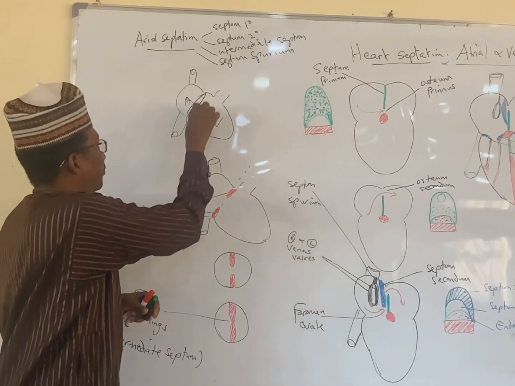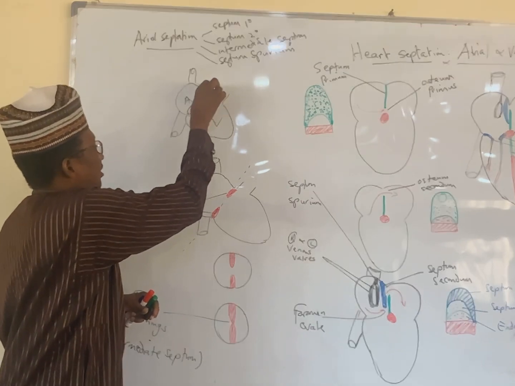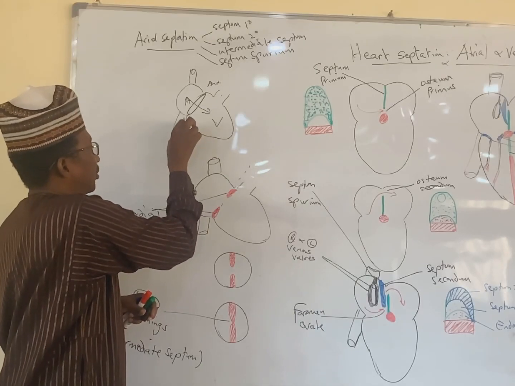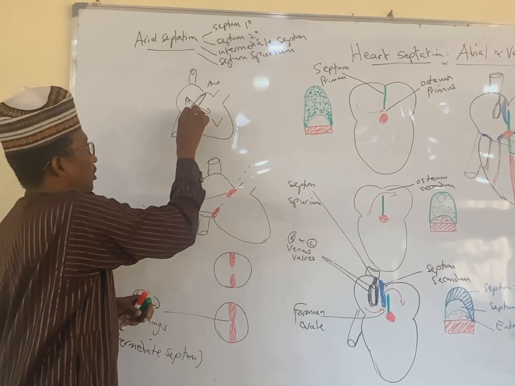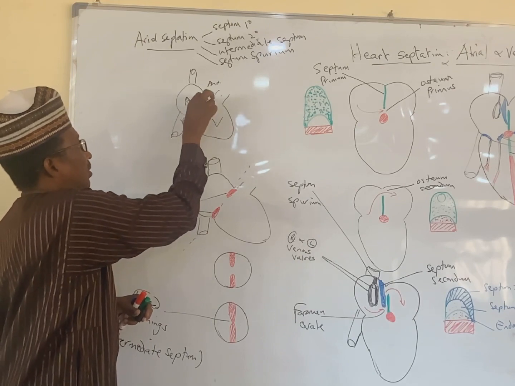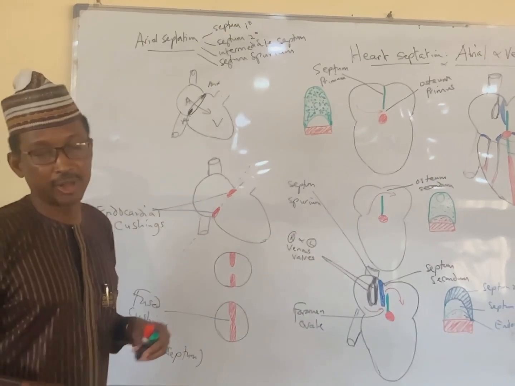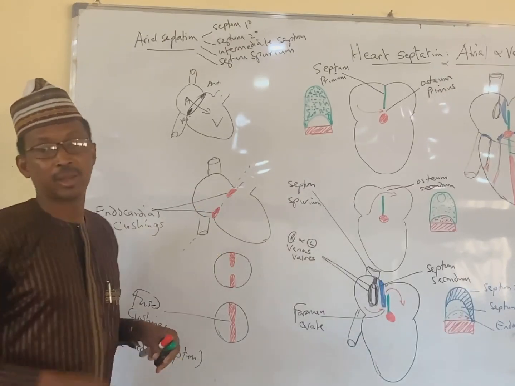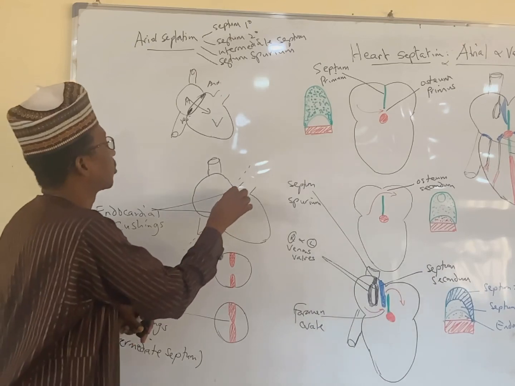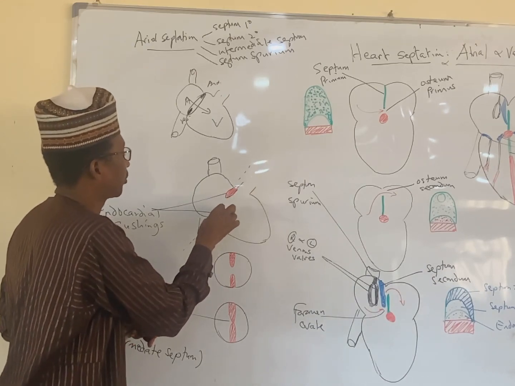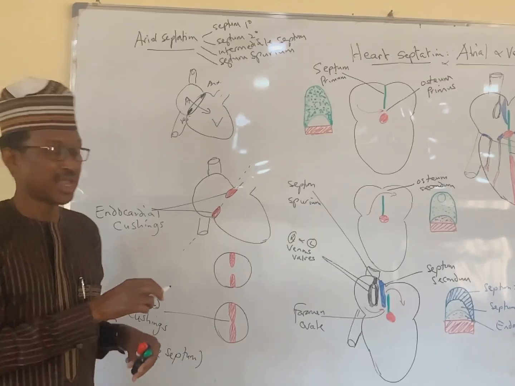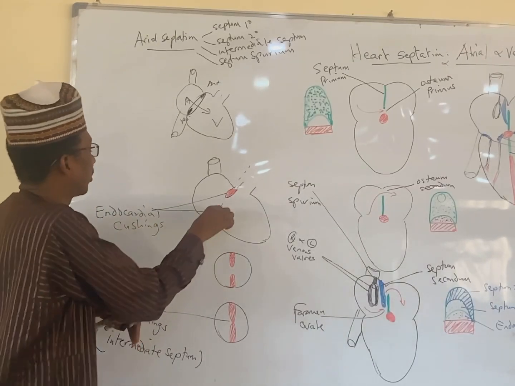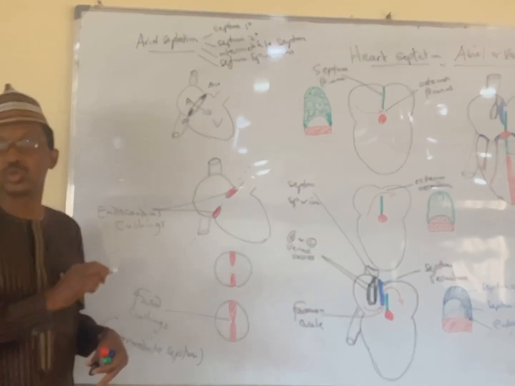So from the edge of this AV canal, if this is the anterior aspect of the heart, and this is the posterior aspect of the heart, from the anterior side and the posterior side of this opening, you have growth coming. So you have an anterior growth, you have a posterior growth. And these growths continue to approach each other. And this growth is what we call endocardial cushions.